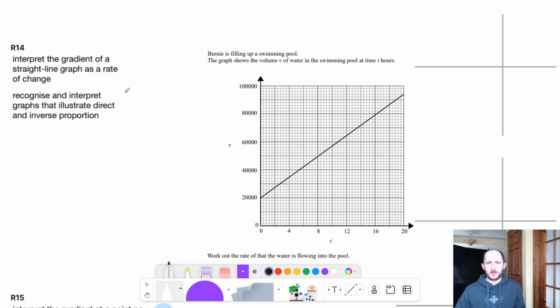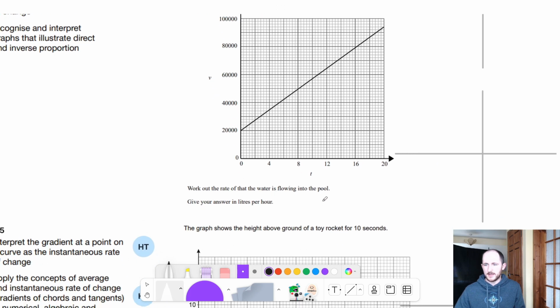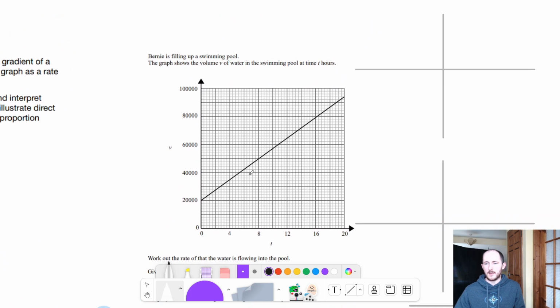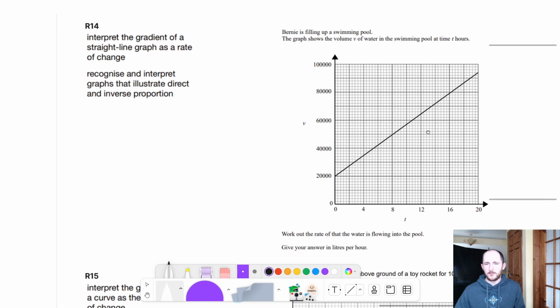Interpret the gradient of a straight line graph as a rate of change. So we've already kind of gone through this before. This is the exact same question we had previously. Work out the rate, you're just doing the gradient. So we have done that previously.